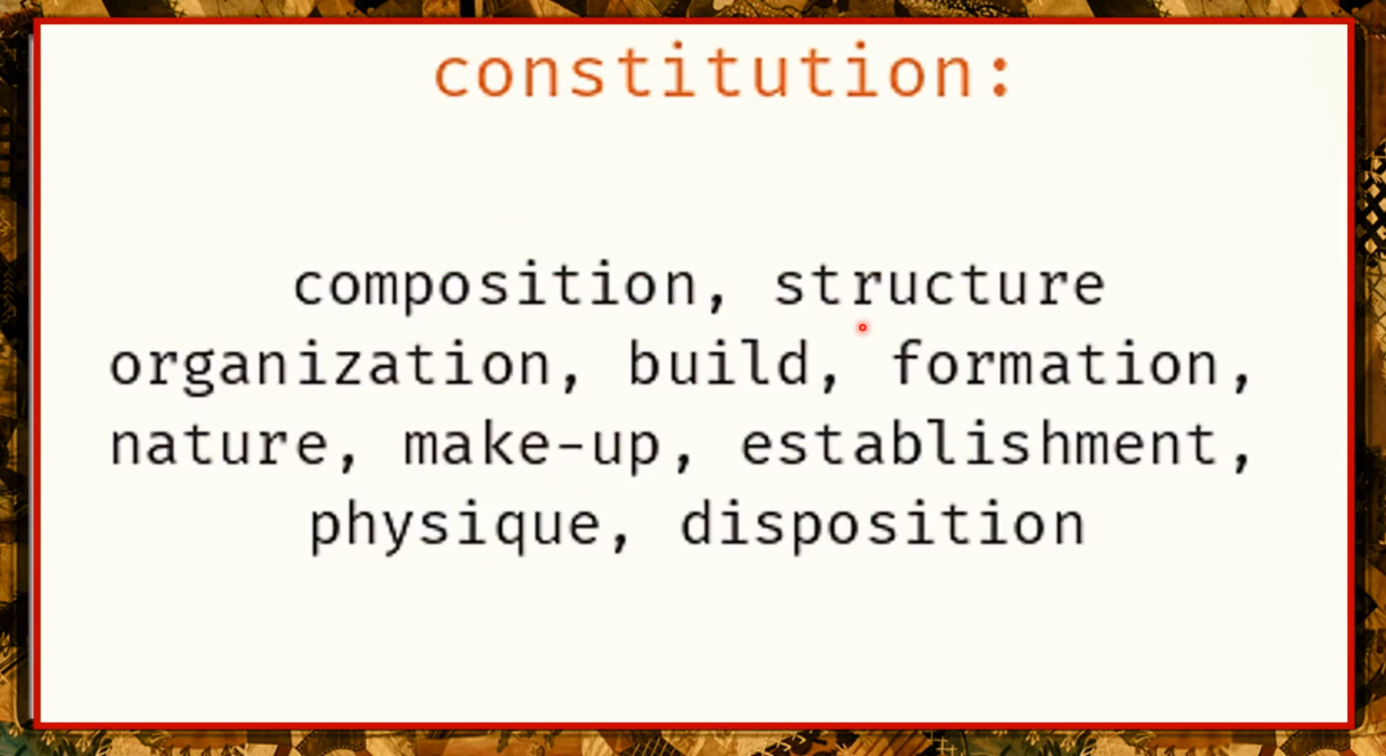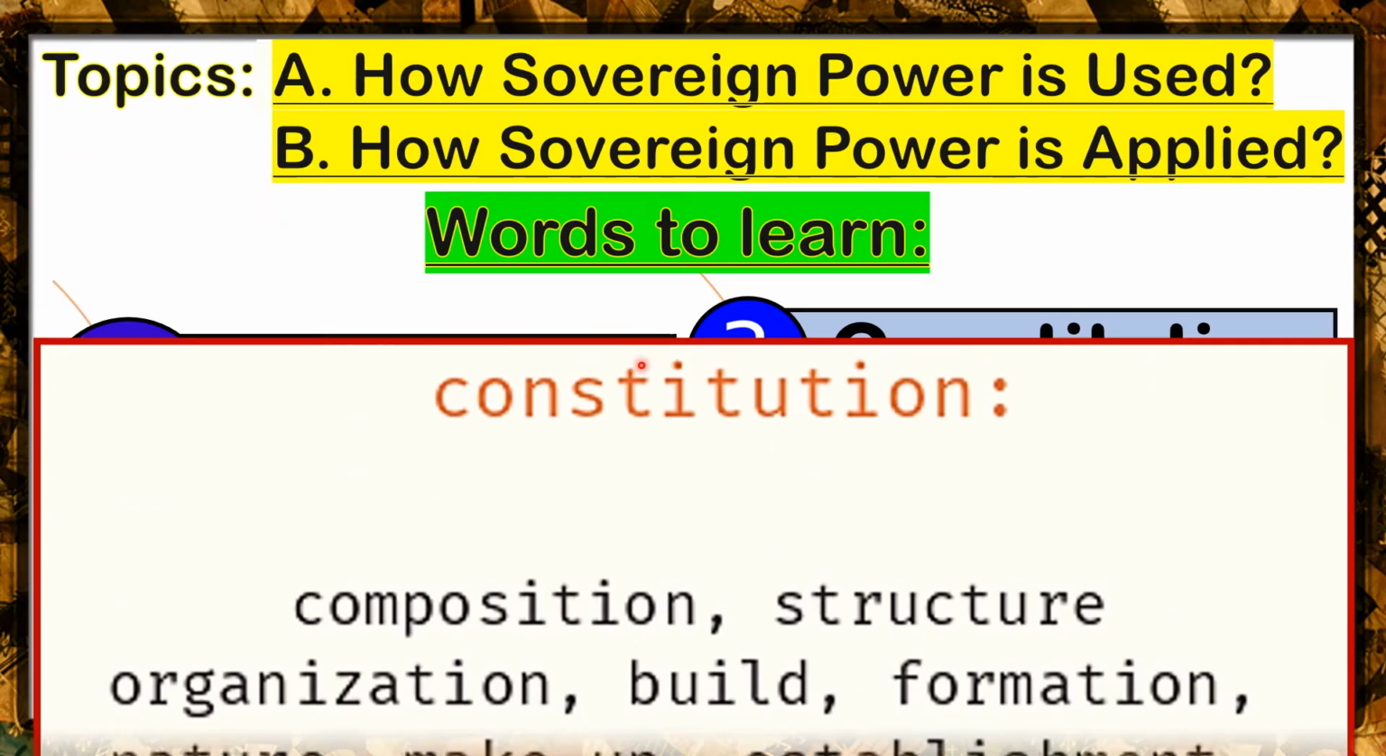Next, we have constitution. It means composition, structure, organization, build, formation, nature, makeup, establishment, physics, and disposition. So constitution, let us take the word organization or build. It means class. Constitution is a group of people that govern our country. They are the highest law in the country. No one is above the law. Even if you are the king or the queen or the prime minister or the president, you are still under the constitution because no one is above the law.